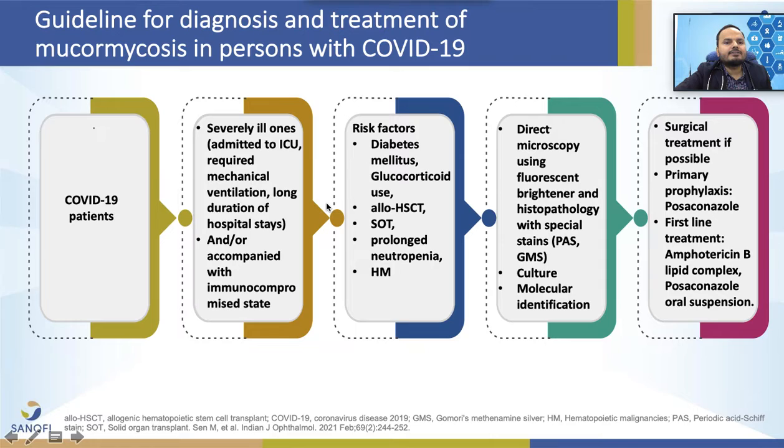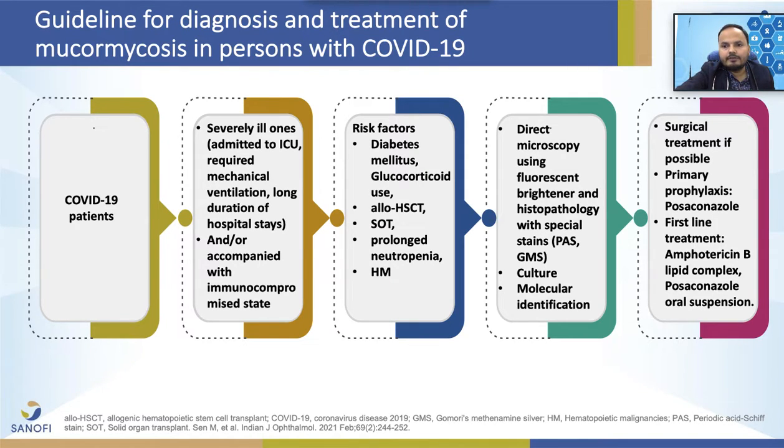So, these are the guidelines for diagnosing and treatment of mucormycosis. COVID 19 patients, if severe, admit into ICU. If mechanical ventilation is required, then we have to check for risk factors like diabetes, use of steroids, whether the patient is a transplant recipient, and what's the neutrophil count. Neutropenia may aggravate mucormycosis. Then the next is investigation. Do a normal KOH, fungal culture, MALDI-TOF, or there is also molecular identification.